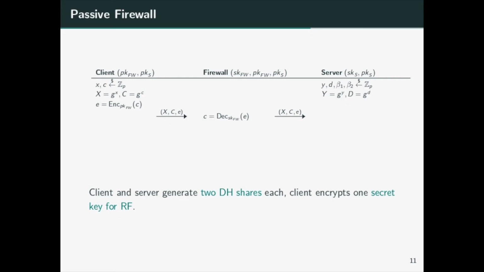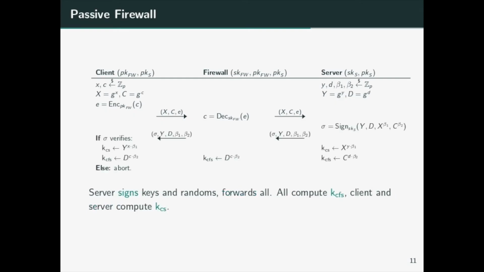The client will send the two public keys and the encryption of one of the secret keys to the firewall, who will just decrypt the encryption and forward what the client sent. This is why the firewall is said to be passive, because there is no randomization in this case. The server, on the other hand, also computes two Diffie-Hellman shares, as I said before, but two random elements as well, which are denoted here with beta 1 and beta 2.